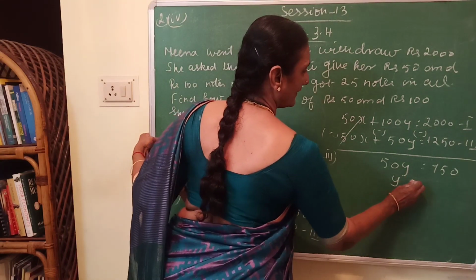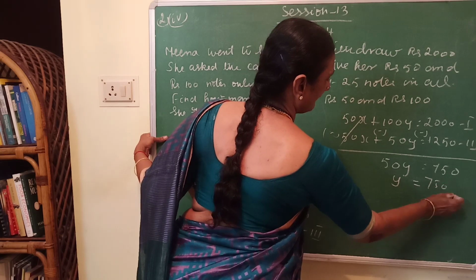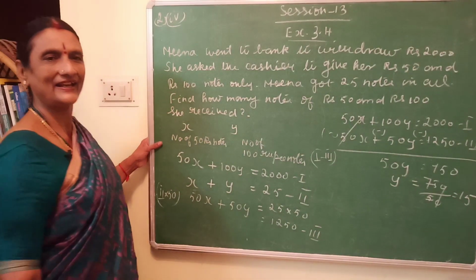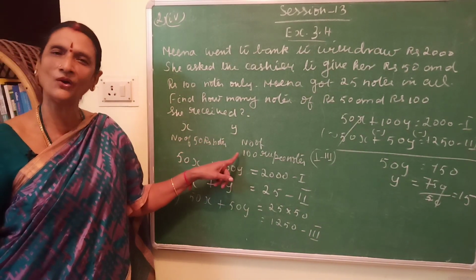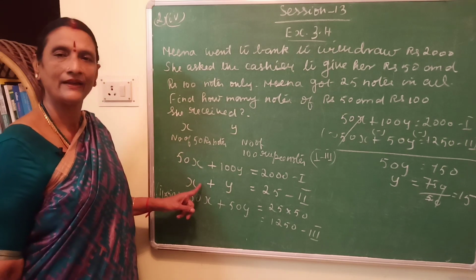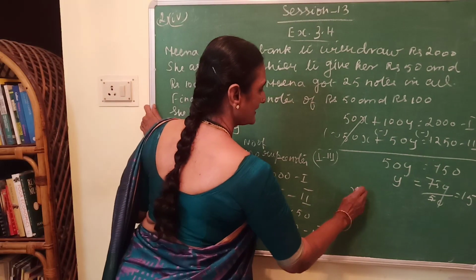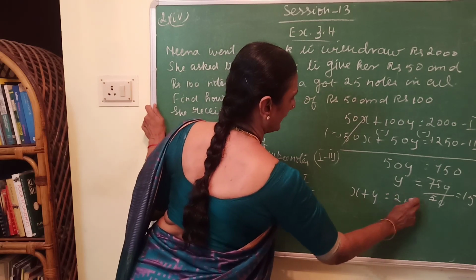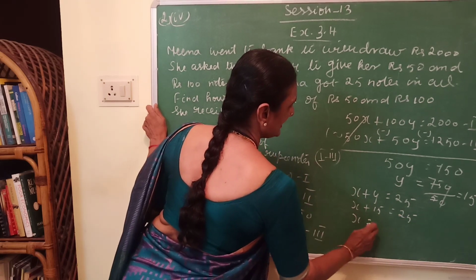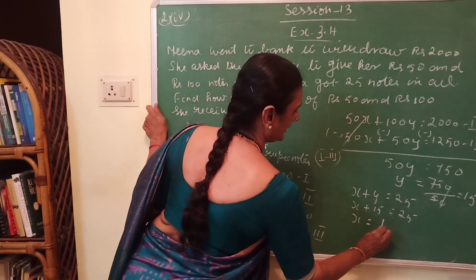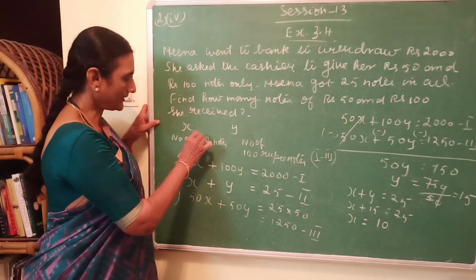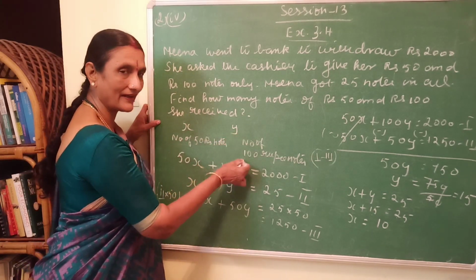From which I have got y to be 750 divided by 50, which is 15. I have got 15 hundred rupee notes. Now, from that I have to get the value of x. How do I get it? I know that x plus y is equal to 25. y I have got as 15, so x plus 15 is equal to 25. x is equal to 25 minus 15, which gives you 10. That means I have got 10 fifty rupee notes and 15 hundred rupee notes.